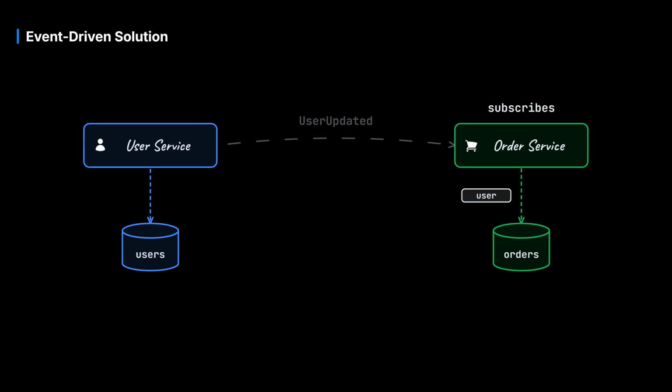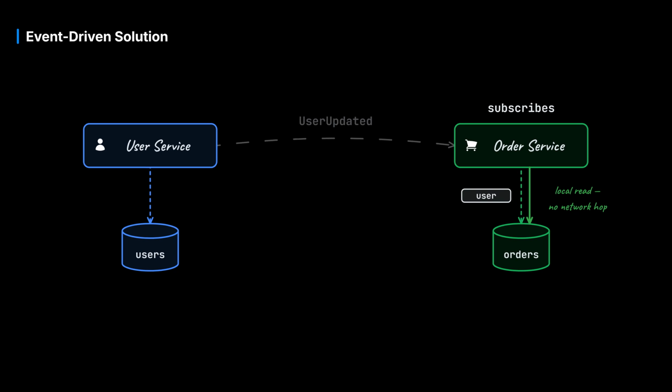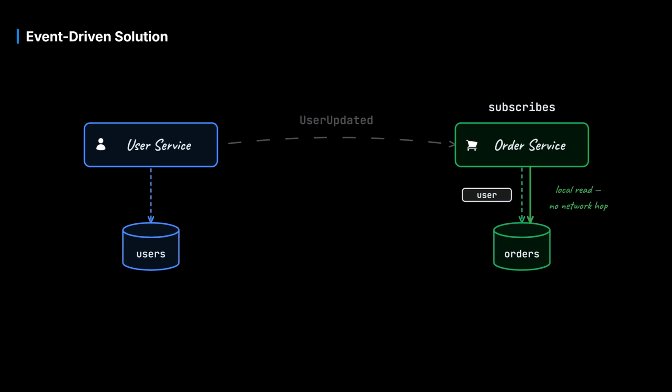So now, when the order service needs customer details, then what does it do? It simply reads it from its own database. No API call, no network hop. The data is right there, local and instant. This is called event-driven architecture, and it goes very well with database per service. But there is one trade-off. That copied data is not updated at the exact same moment when the original changes. So instead of strong consistency, you get eventual consistency.